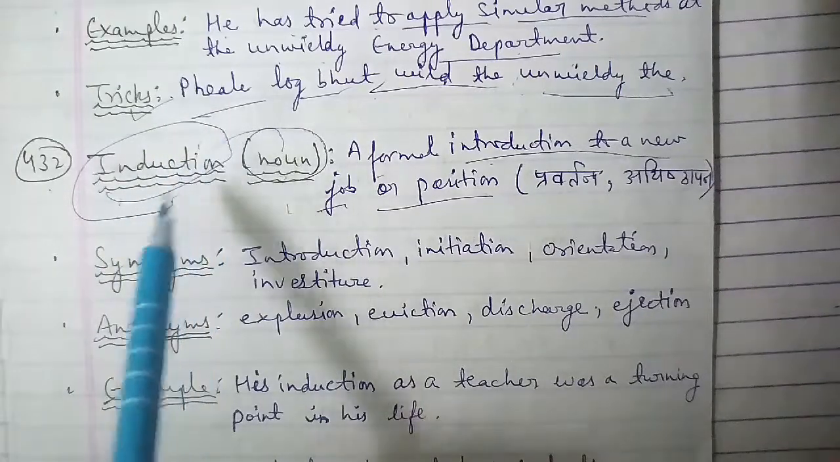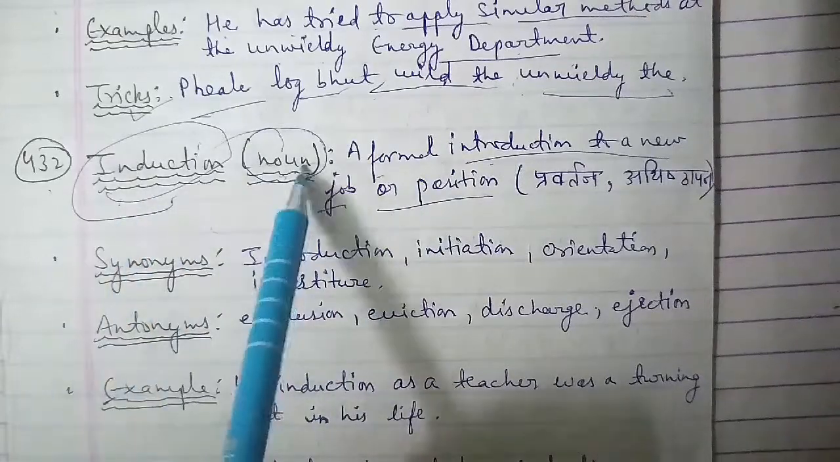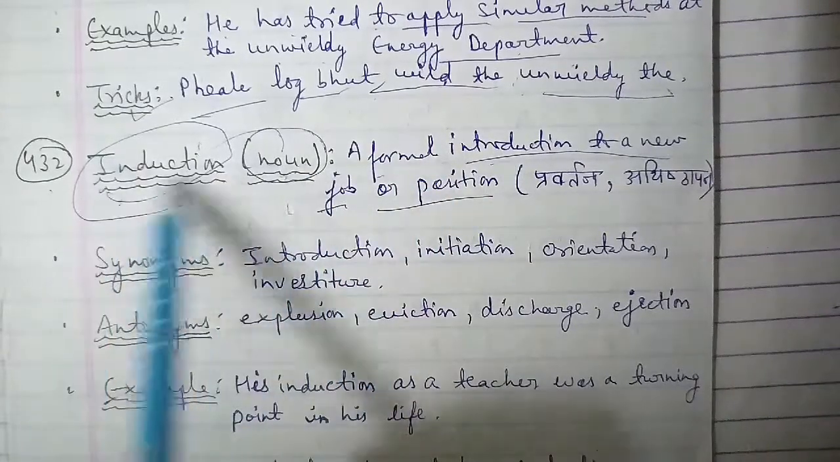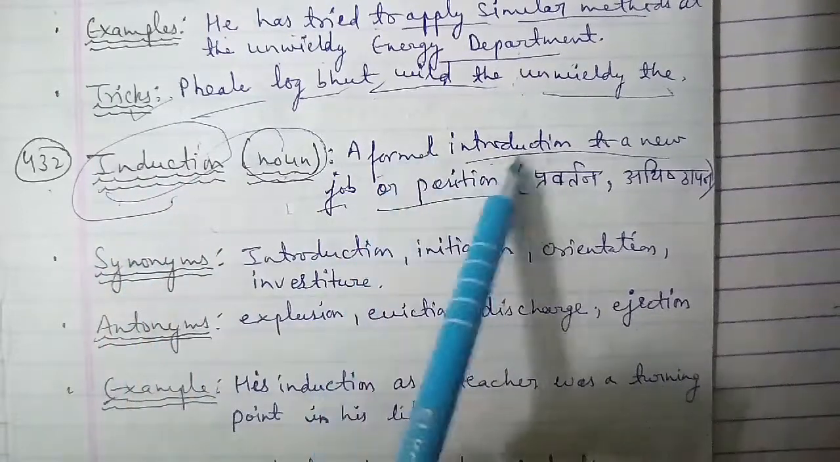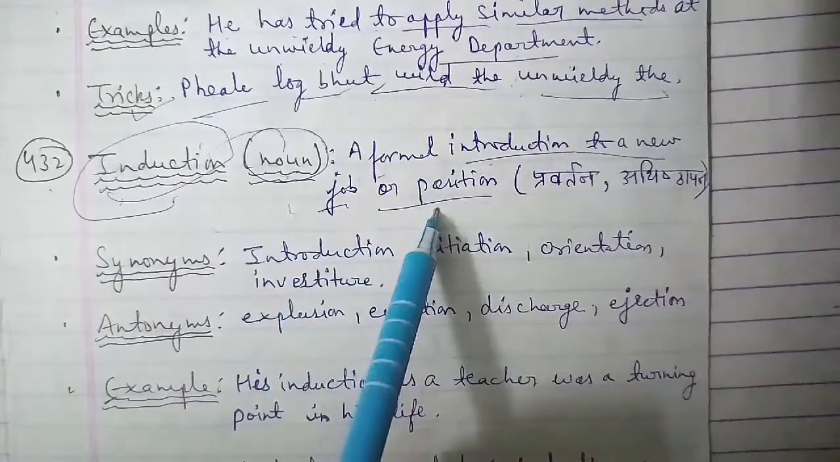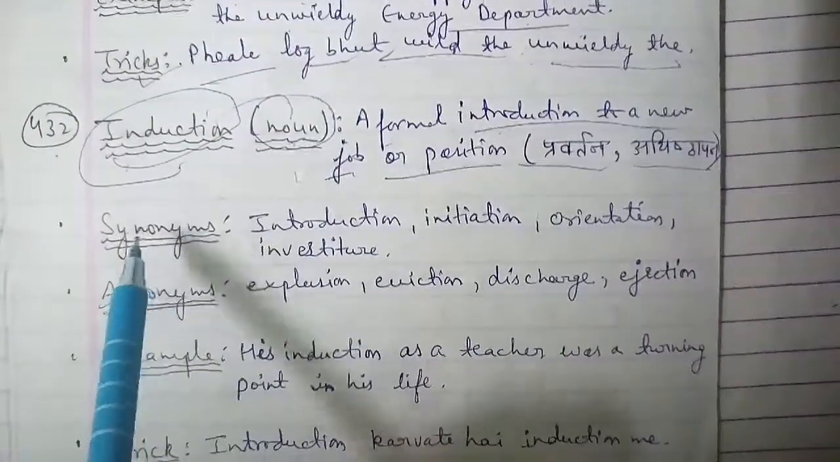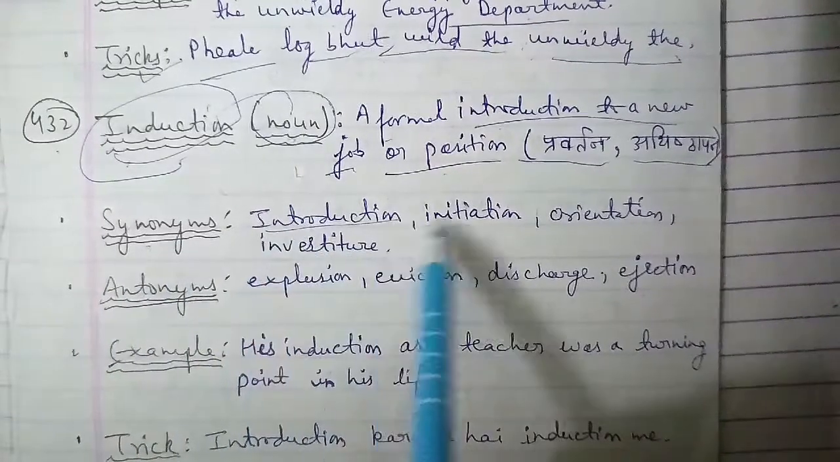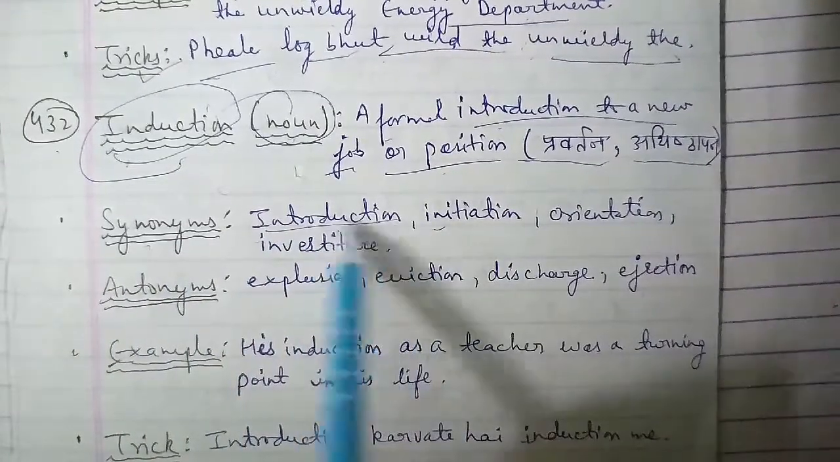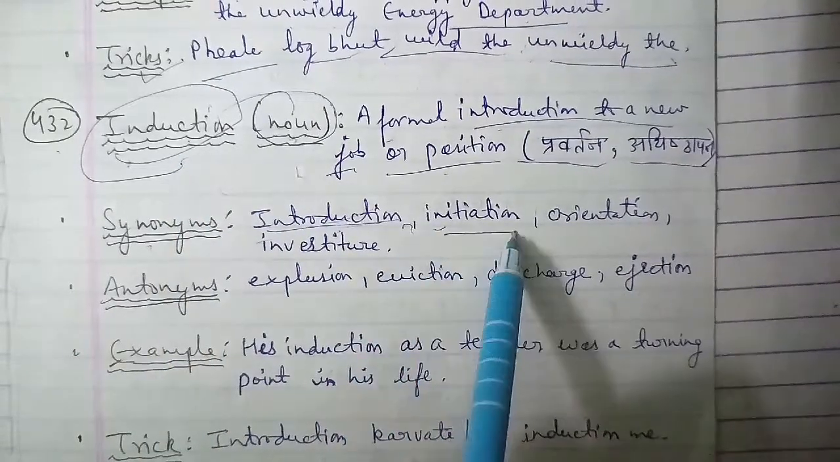Now the example of induction is: his induction as a teacher was a turning point in his life. Basically his induction as a teacher, जब उसने इंट्रोड्यूस किया, न्यू जॉब अप्लाई किया, तो वो उसका टर्निंग पॉइंट था लाइफ में. And the trick to learn the word: introduction करवाते हैं इंडक्शन में. तो इंडक्शन एक पीरियड है जिसमें इंट्रोडक्शन करवाते हैं. So you can use the word here.